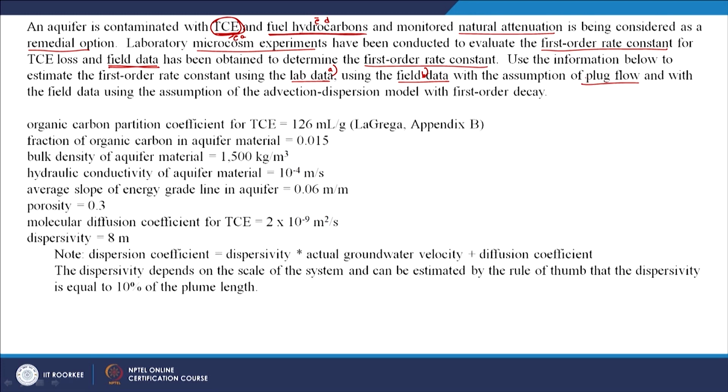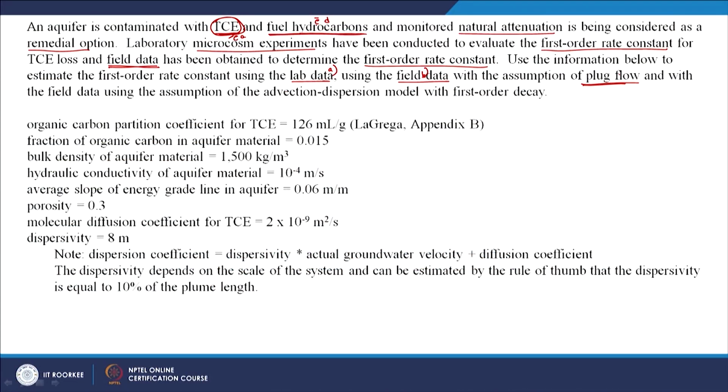When we talk about plug flow, what is it that we are referring to? We are considering microbial activity and thus degradation, and any adsorption or desorption from the groundwater into the soil, or desorption from the soil into the groundwater. That's one aspect. But when we say plug flow, we are also going to look at the effects of advection. So that's something we are going to consider.